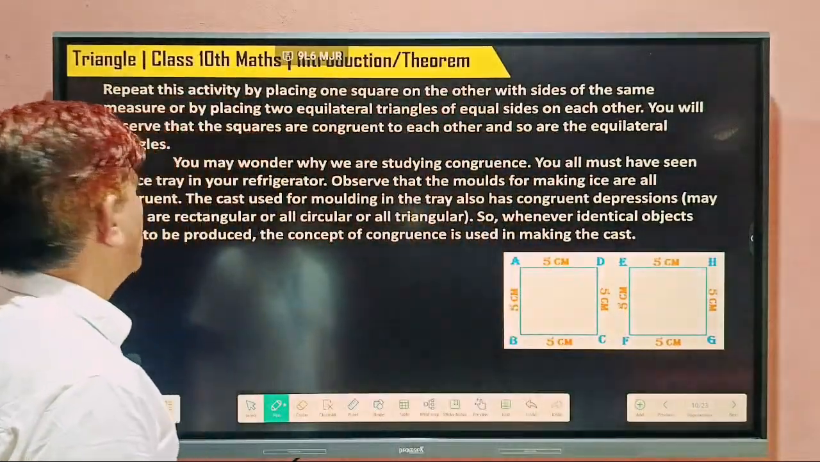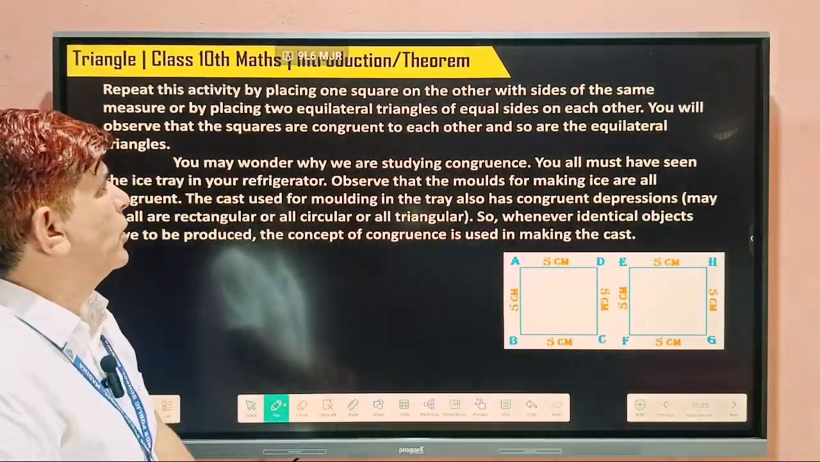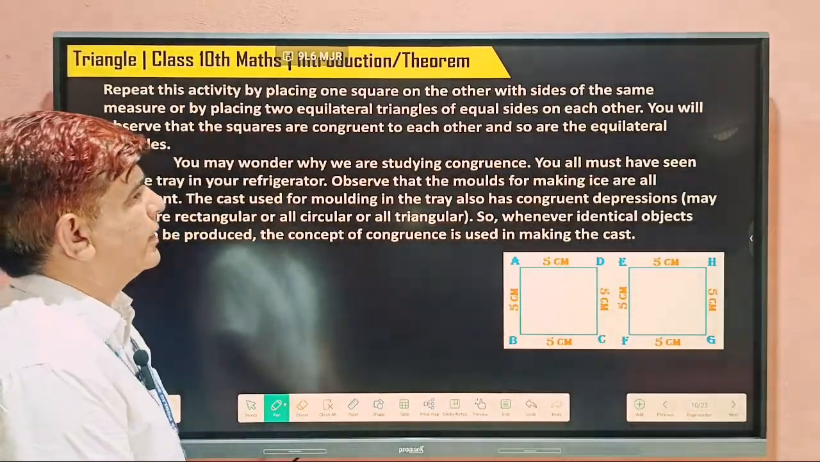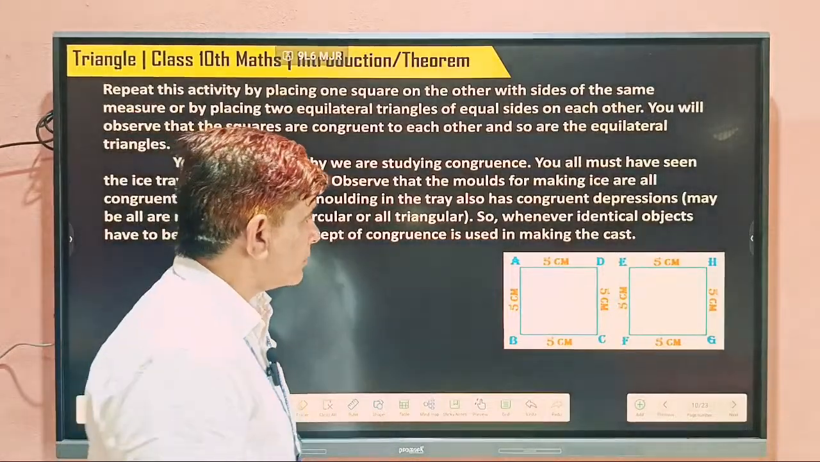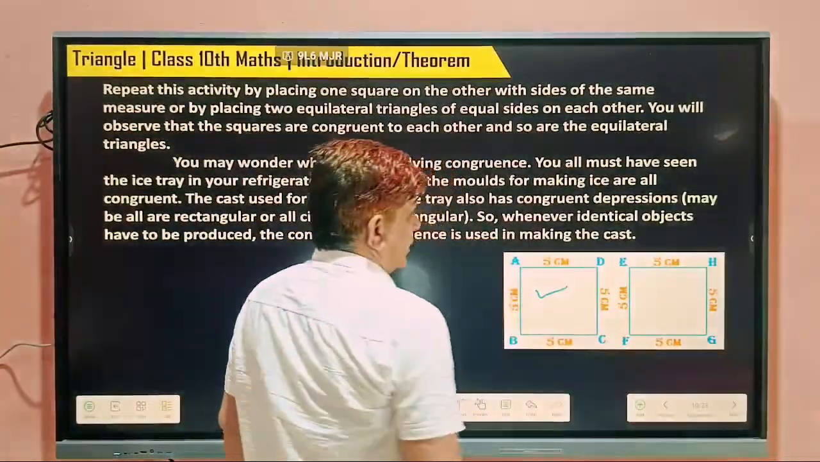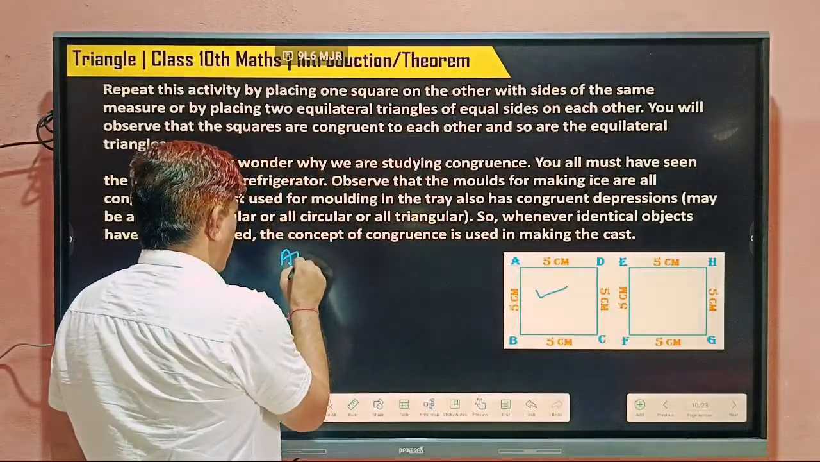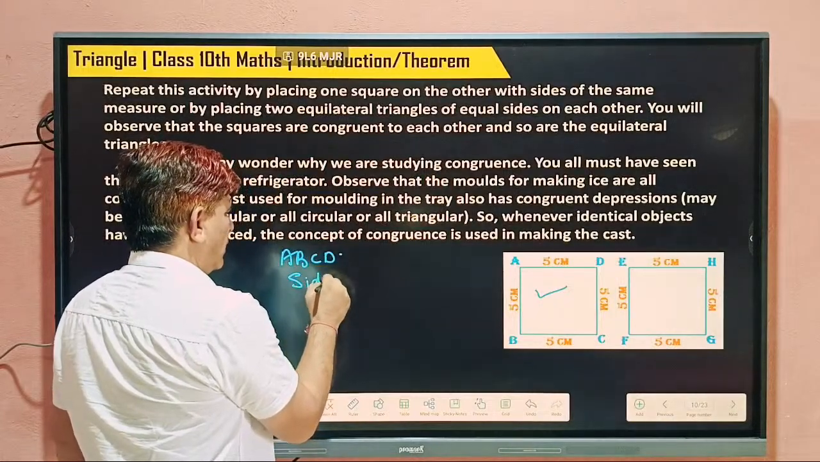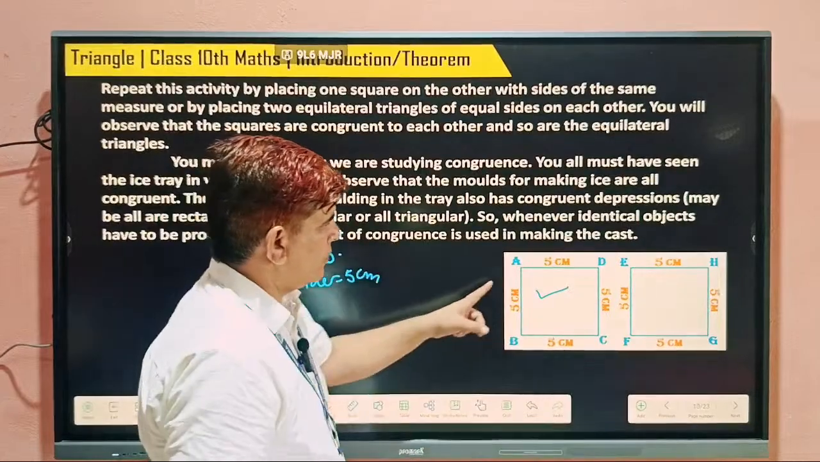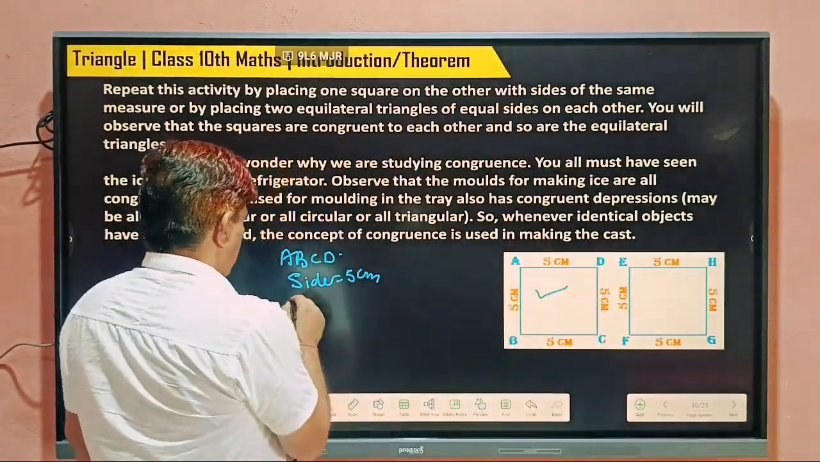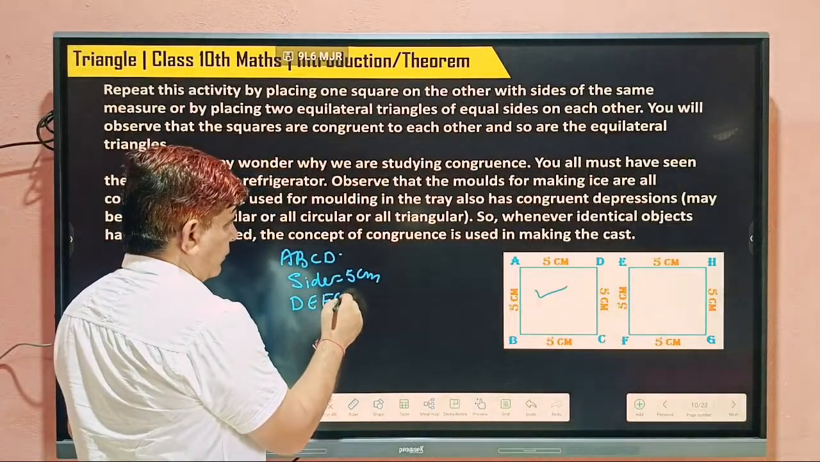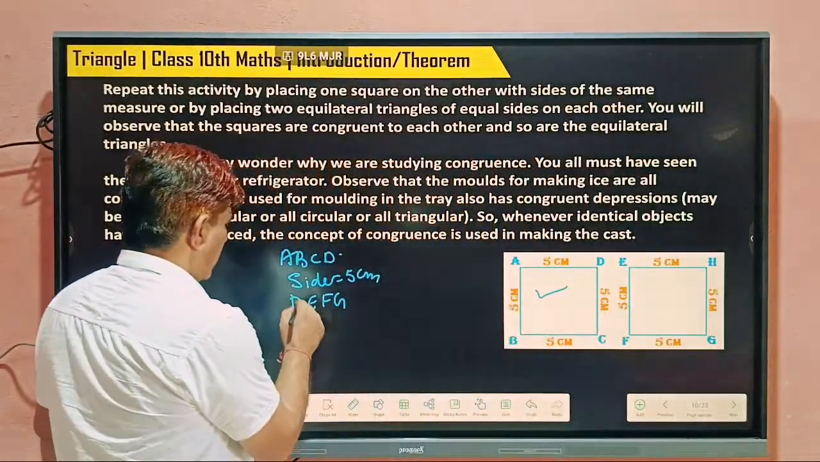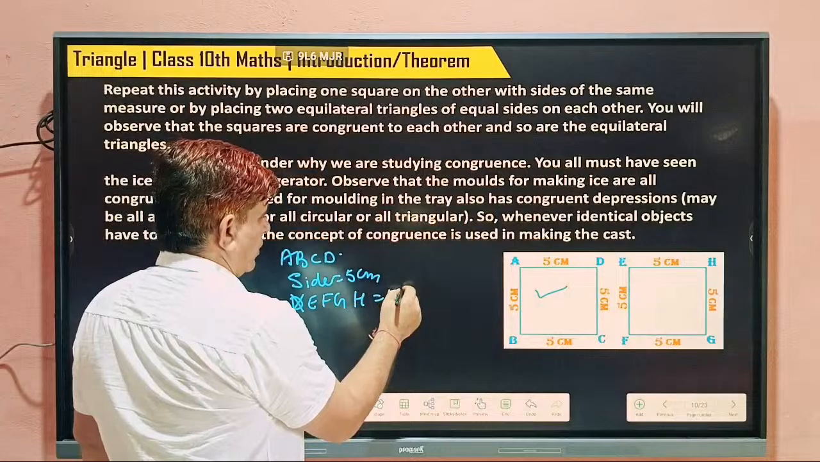Understood? Another activity is given: repeat this activity by placing one square on the other with sides of the same measure, or by placing two equilateral triangles. Here we have taken the example of this square. Which square is this? This is square ABCD. And what is its side? The side of the square is 5 centimeters. Look, another square EFGH, also with each side 5 centimeters.